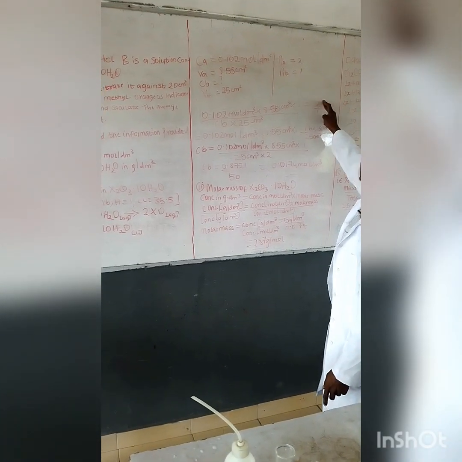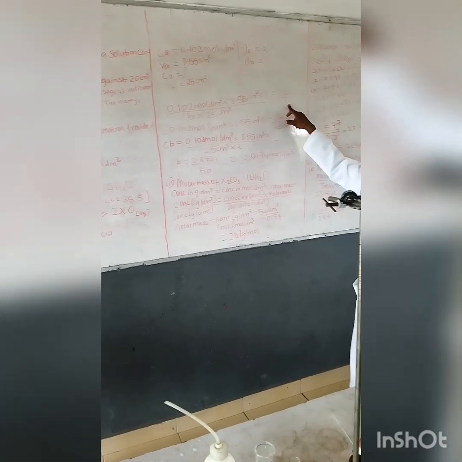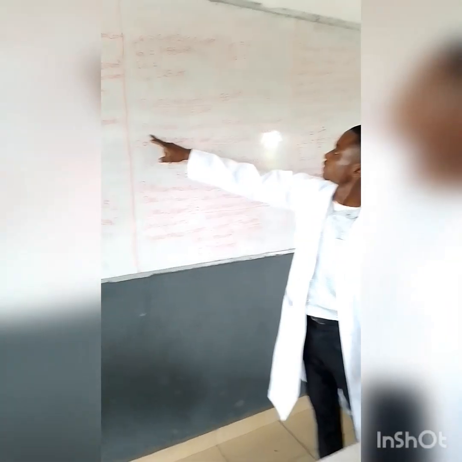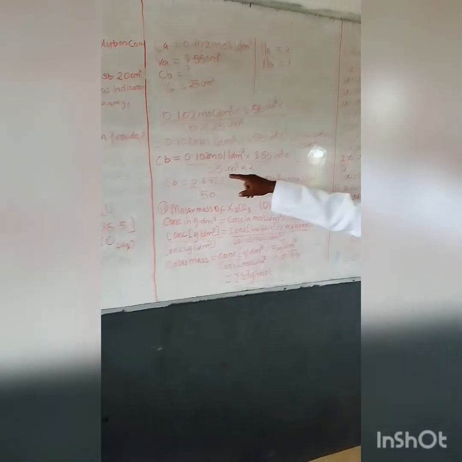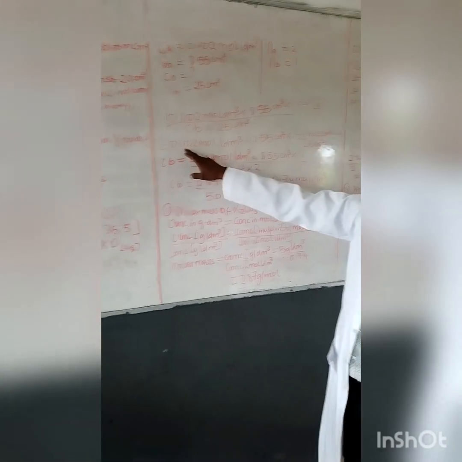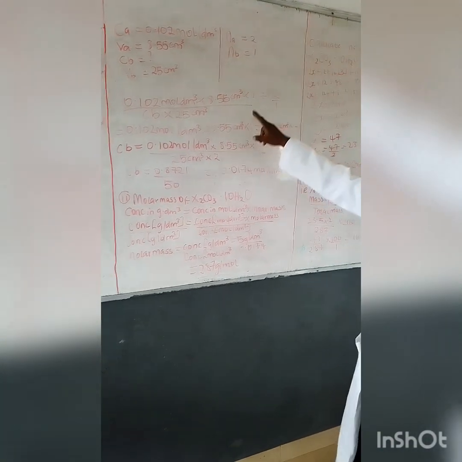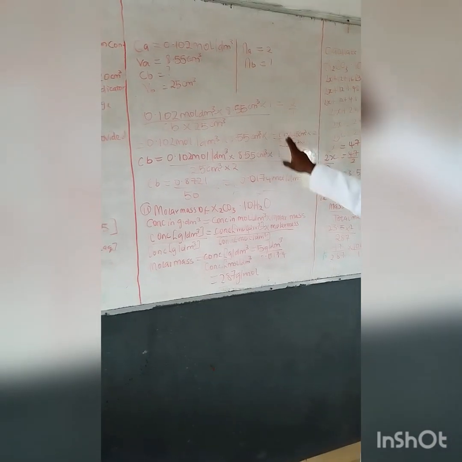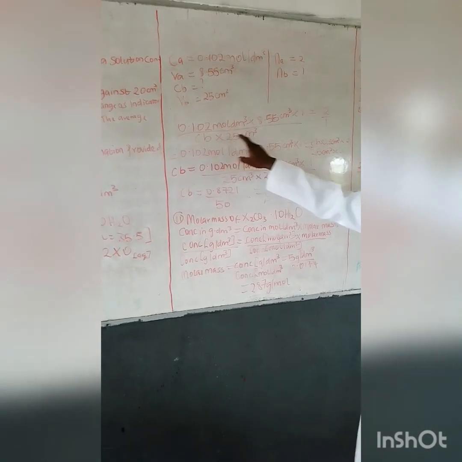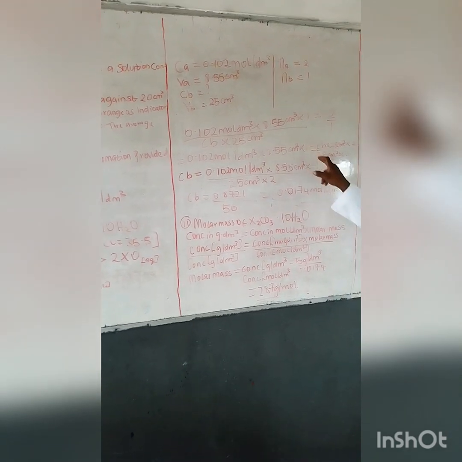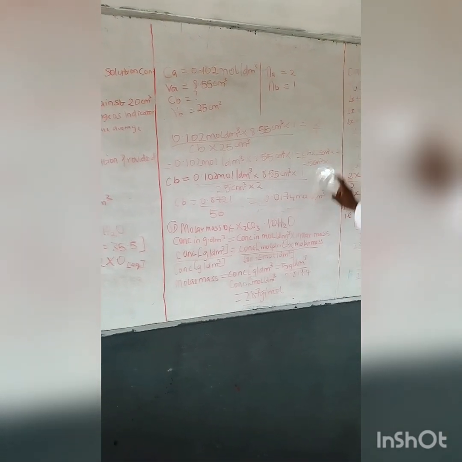This is the number of moles of the acid and the number of moles of the base. Now if we make Cb the subject of the formula here, we are going to have 0.102 mole per dm cube times 8.55 times 1 is equal to Cb times 25 times 2. Divided by 25 and multiply by 2.